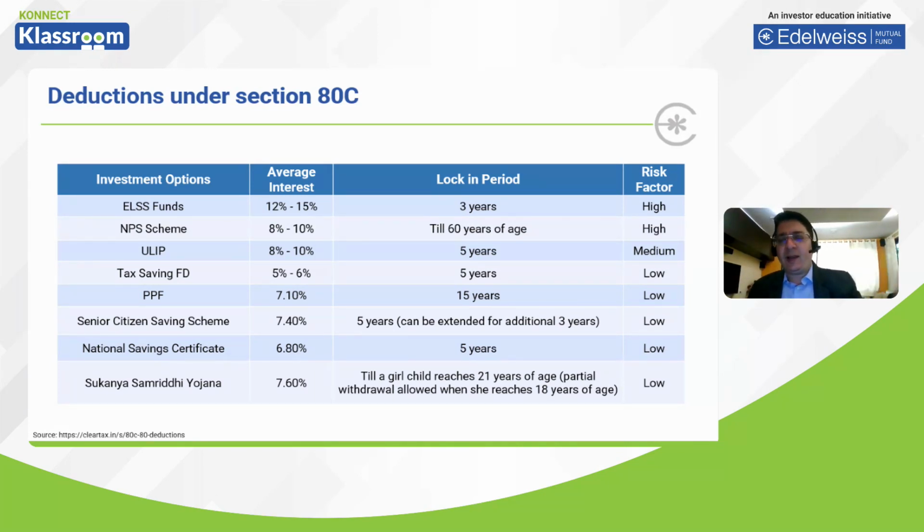And then tax saving FDs, PPFs, senior citizen saving schemes, and the other options are low on risk predominantly because they invest on the fixed income side. Similarly, there are the average returns that you can garner for these investments. So clearly, if I look at only return perspectives, maybe ELSS looks to me as the best available option.